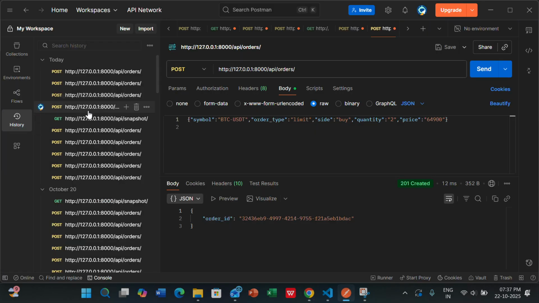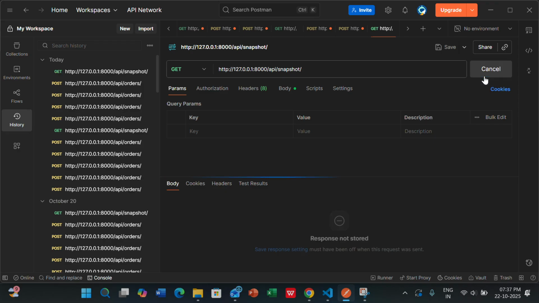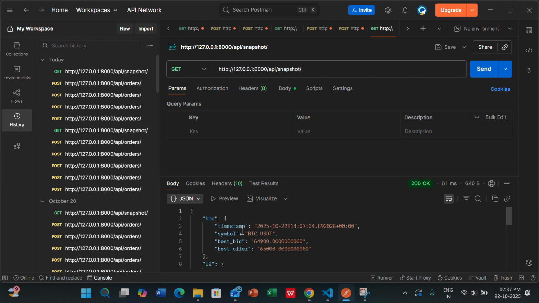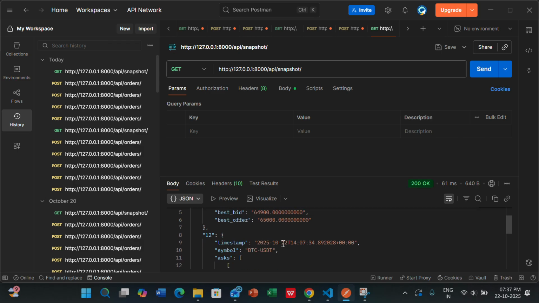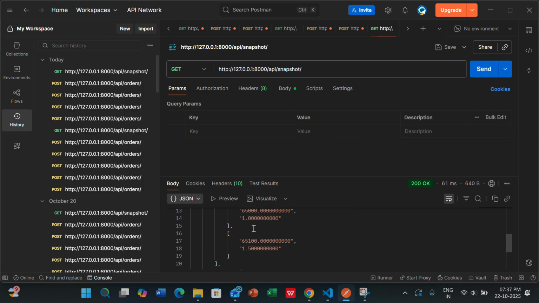And also, if I want to check whether my book is working or not, I have made an endpoint called snapshot. If I send it, I can get the timestamp of what I have done. So the best bid is 64,900, and the best offer that the market has is 65,000. And these are the asks that we have done: I am asking for one unit at 65,000 and 1.5 units at 65,100. And for bids, I bid for 2 units at 64,900.